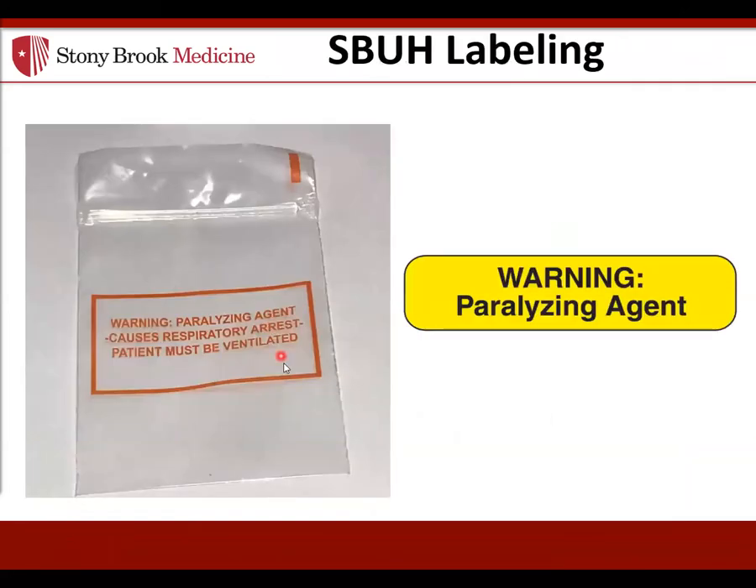So here's an example of some of the labeling that we utilize here at Stony Brook. So we have these bright yellow auxiliary labels, which state warning, paralyzing agent. And we have these specific bags. So if the paralyzing agent is going up to the unit, they're sent in these bags. And very clearly on the outside of the bag, it says warning, paralyzing agent may cause respiratory arrest, patient must be ventilated. So it makes it very obvious when handling these medications that it is a neuromuscular blocking agent, and it should only be administered to patients receiving respiratory support in the form of mechanical ventilation.